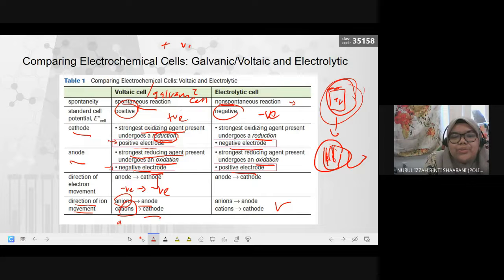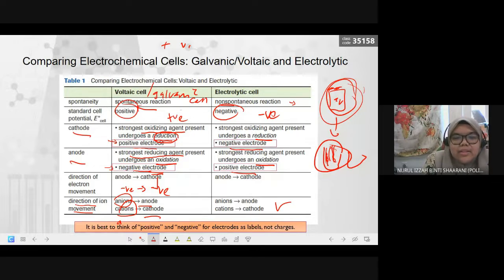Okay, so just think the positive or negative electrode ataupun terminal tu as a label saja. Dia label saja, untuk kita bezakan positif and negativity. It's not a charge. Kalau charge, you akan jam kat sini. Nanti you confuse lah kat sini. Okay, so for the direction of electron movement, always from anode to cathode.